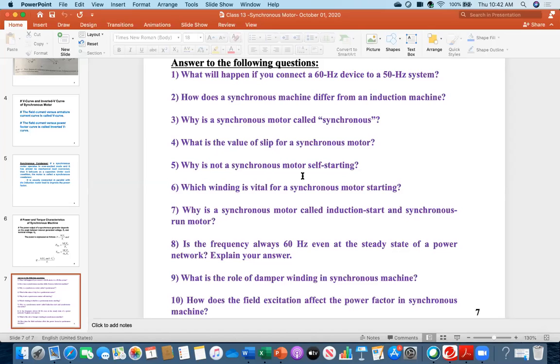Okay. Now question number 5, you see. Why is a synchronous motor not self-starting? Probably last class we were discussing this one. So we noticed that synchronous motor was not self-starting. So what was the reason? Can you remember? Anybody? It was hunting, and it just means that the motor itself doesn't have any torque to start itself. Yeah, and then there is no torque.